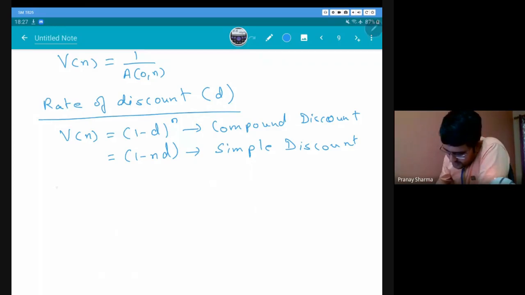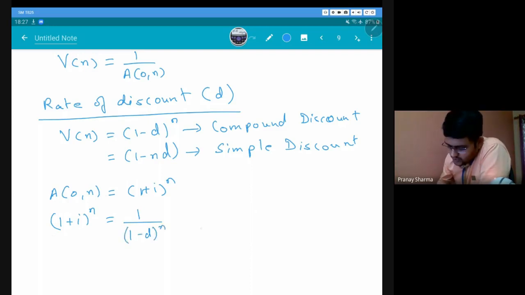First of all, we'll find our relationships. We know our accumulation factor is nothing but (1 + i)^n, and our discounting factor is (1 - d)^n. So our (1 + i)^n must be equal to 1 upon (1 - d)^n. We do not compare our simple discounts. Why? I will show you here.